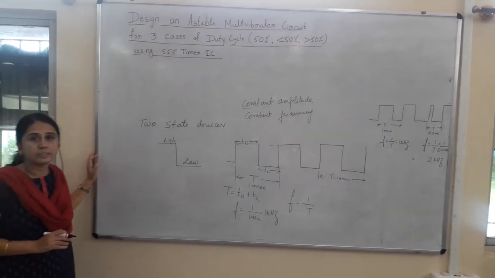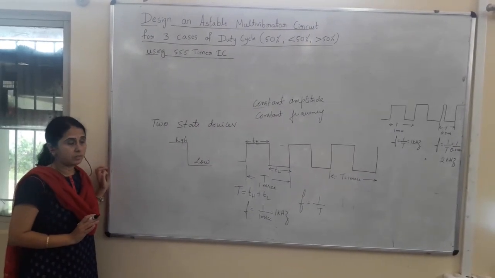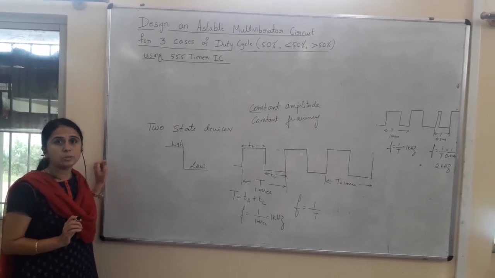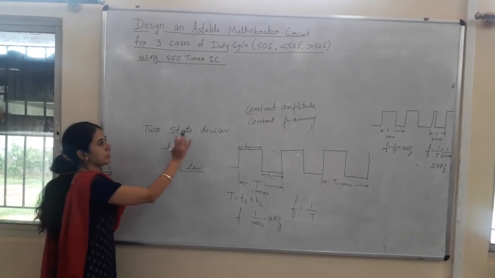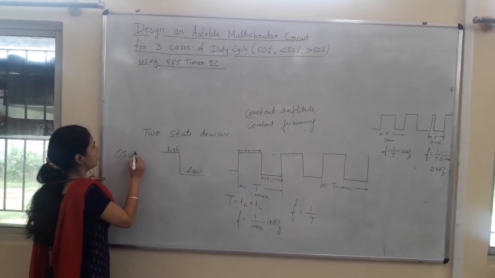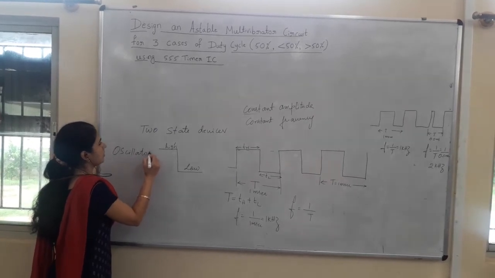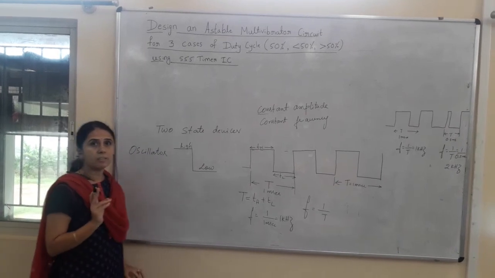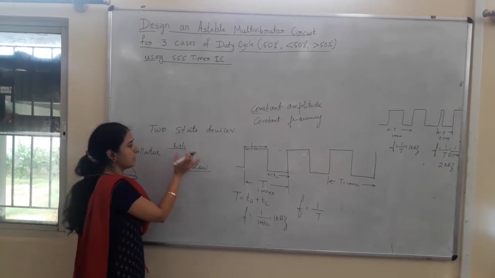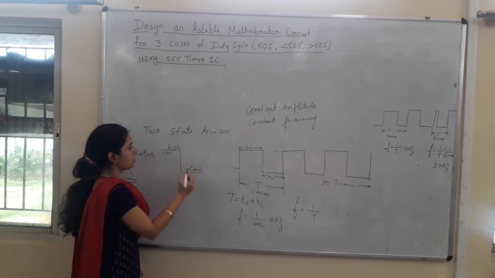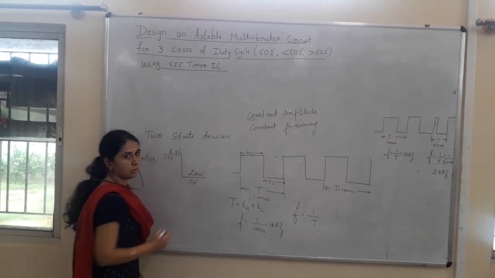So, we will see what exactly is an astable multivibrator. Astable multivibrator is an electronic circuit which is used to implement a two-state device, such as an oscillator. If I say two-state device, it will have two states, that is, a high state and a low state. High state is usually taken as plus 5 volt and low state is usually 0 volt.